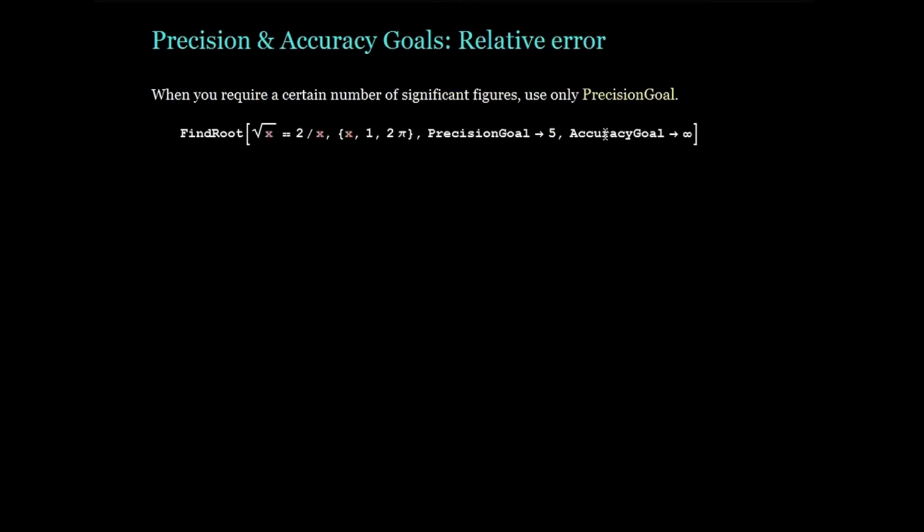If you set the accuracy goal to infinity, a numerics function will only return successfully if it is able to satisfy the precision goal. In this case, we obtained a result with 5 correct significant figures.